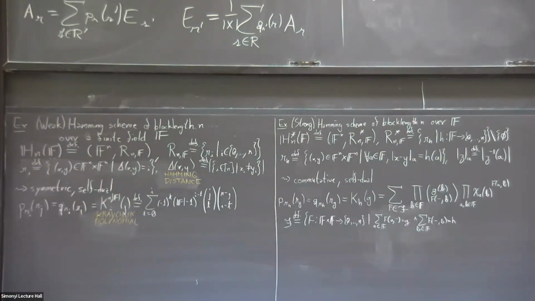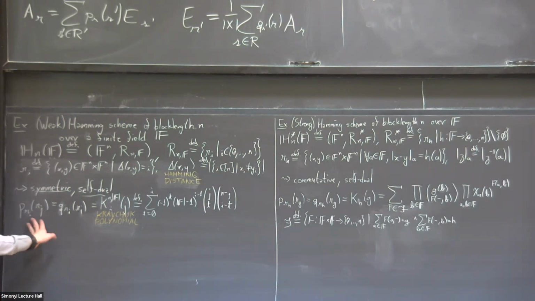This is the weak Hamming scheme. You just measure the Hamming distance. If it's one, it's one relation. If it's two, it's another relation, etc. Right? So it's easy to see that's a symmetric scheme because Hamming distance is completely symmetric. It's not so easy to see, but this is actually a self-dual scheme.